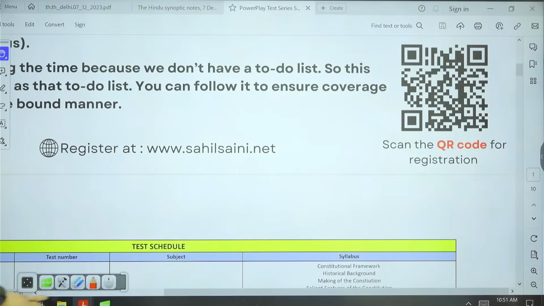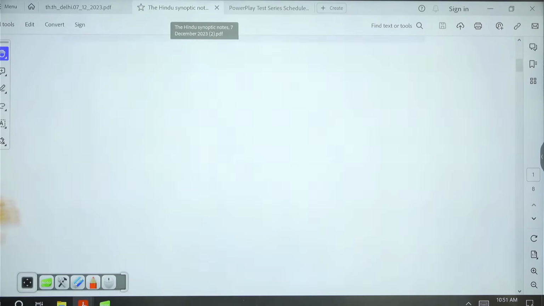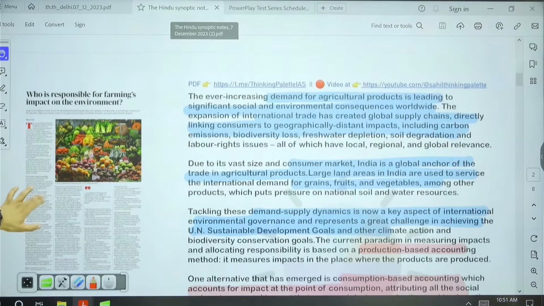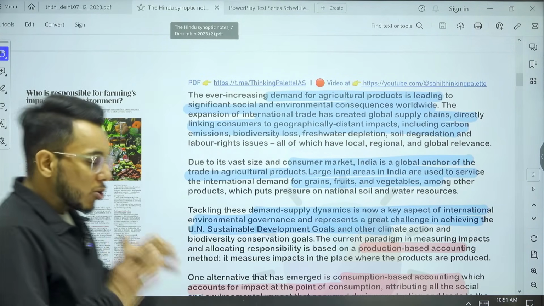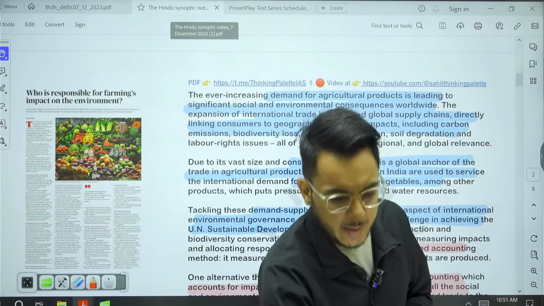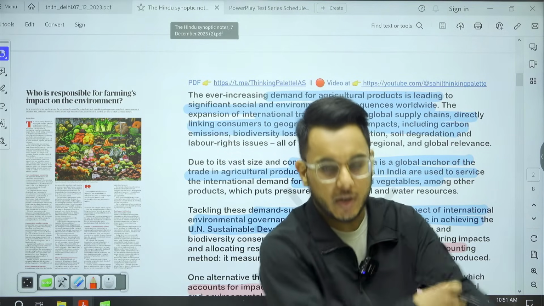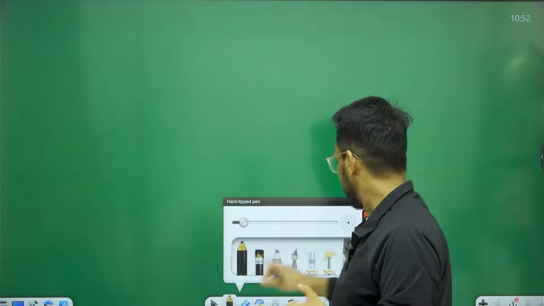Now, let's start with the first article. The first article that we have is: who is responsible for farming's impact on the environment? Okay, so this is actually a very good article and a very fresh take has been given here. Let's understand this article. Now see this particular thing, guys.